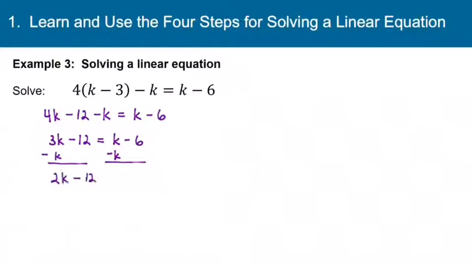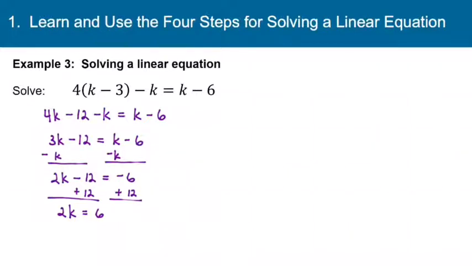3k minus k is 2k, and then we have our minus 12. And on the right side, k minus 6 just gives us negative 6. Now continuing with step 2, we want to isolate the variable term, so we will get rid of the negative 12. So let's add 12 to both sides. And that's going to give us 2k equals negative 6 plus 12, which is positive 6.